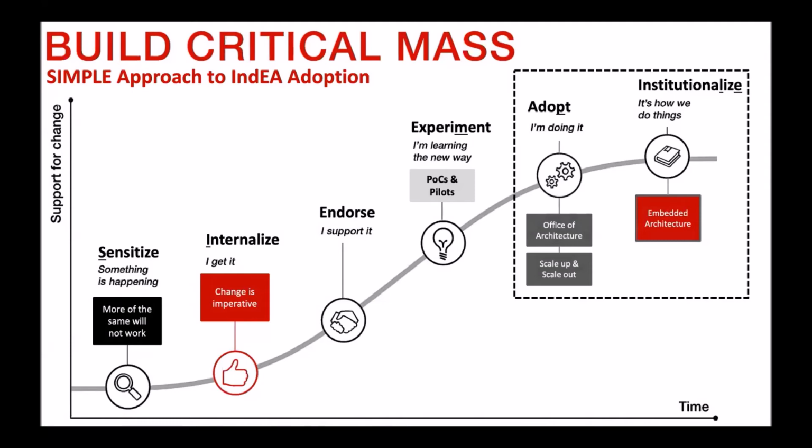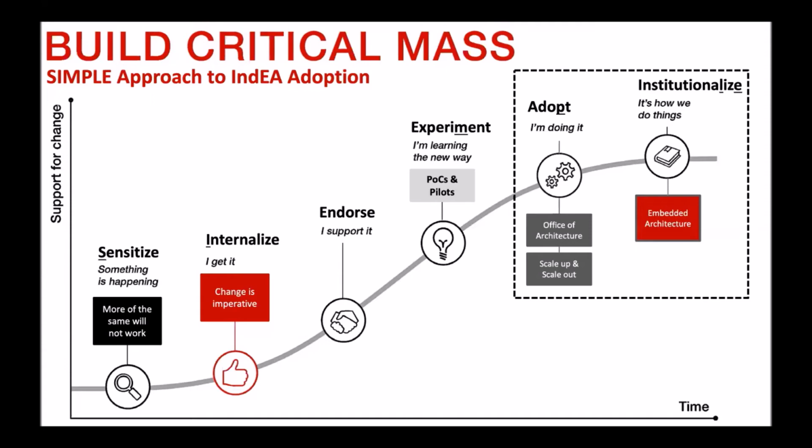Sometimes we have to sensitize the key decision makers, so that they understand that what they're doing at this point will not work, and therefore something needs to change. These key stakeholders need to internalize what they are going to go through. They have to start supporting it, and then we have to start doing some proof of concepts and pilots. Of course, the target that we are trying to achieve is boxed out in the dotted line, which is basically adopting architecture at scale and ensuring that architecture is embedded within the practices and behaviors of the organization, where you can say that the architecture is institutionalized.